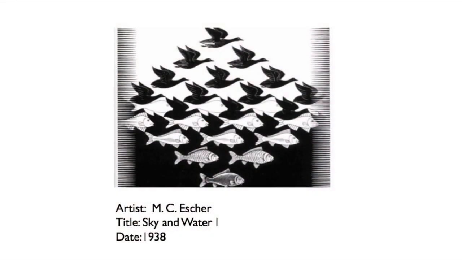A great example of this is artist M.C. Escher. This is called Sky and Water 1. Look closely. At the top, you can see birds flying, but at the bottom, you can see fish swimming, with the positive and negative space being shown in black or white. Can you see how they change and morph as they get to the top? It's quite confusing because our brain sees sometimes the negative and sometimes the positive.